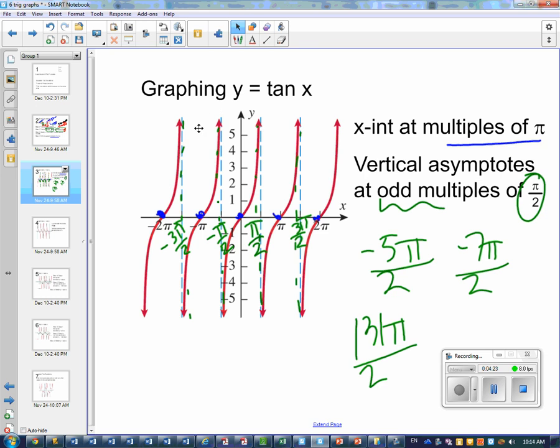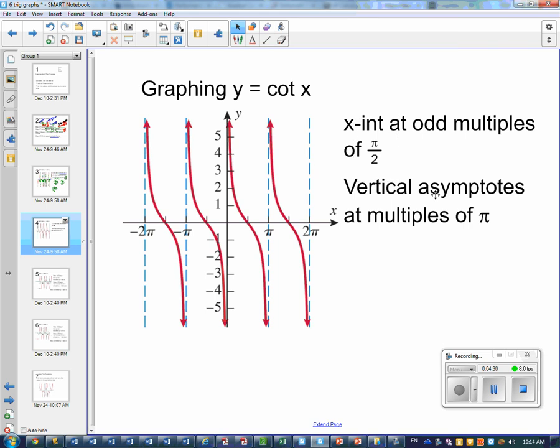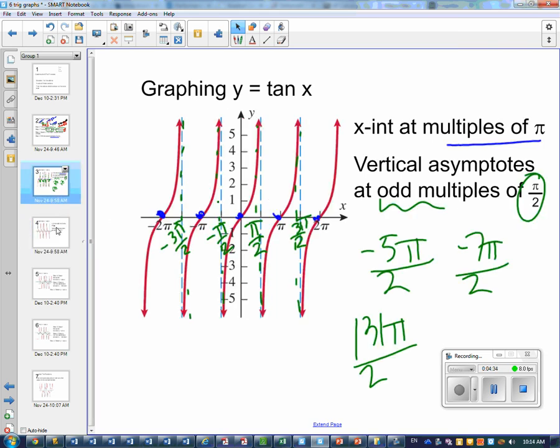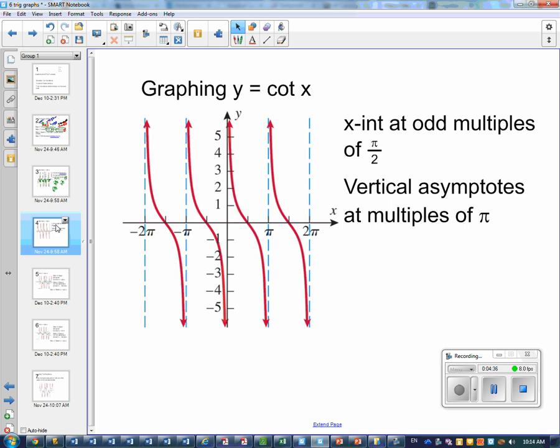Related to tangent of x is the graph of y equals cotangent of x. So here's the parent of cotangent. And what I want you to notice is that the x-intercepts and the vertical asymptotes are just flipped around. So this time, instead of having x-intercepts at pi, we have vertical asymptotes at pi. So here we have 1 pi, 2 pi, 0 pi, negative 1 pi, negative 2 pi.